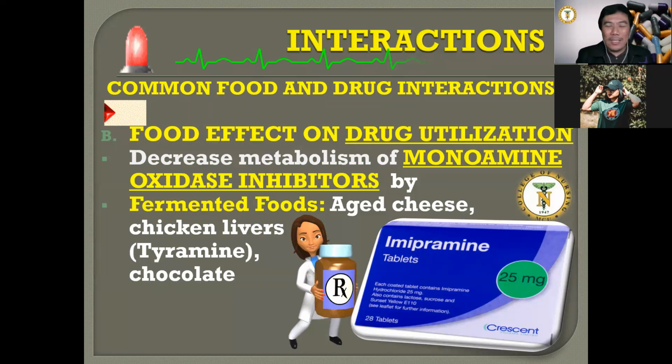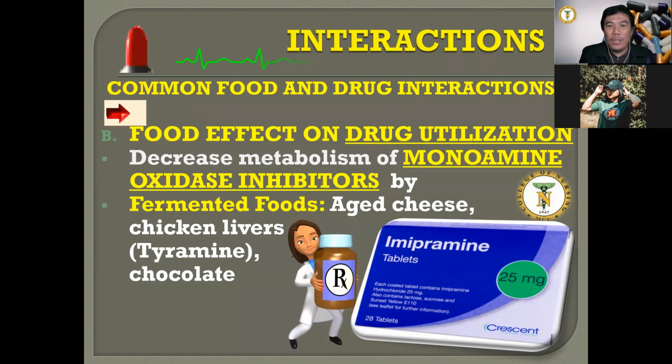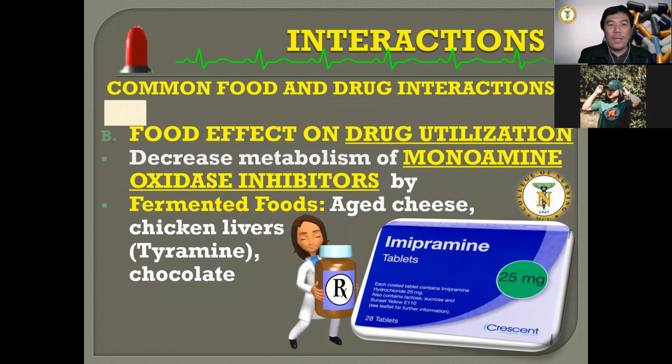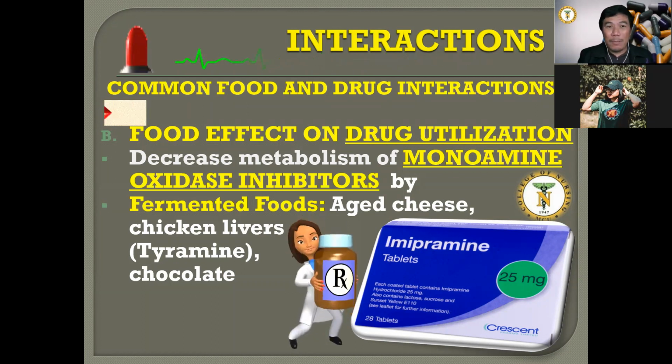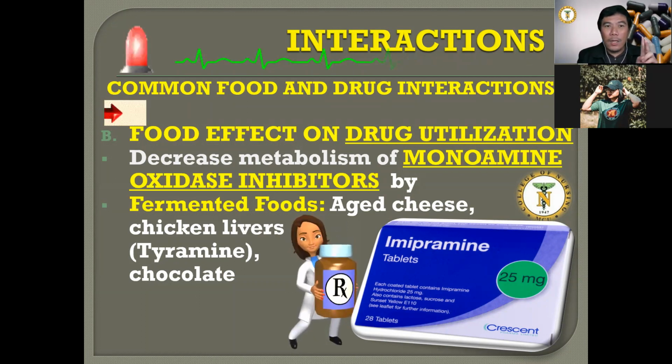Okay, now let us continue. When it comes to, as what I have mentioned, the monoamine oxidase inhibitors, this must not be mixed with aged cheese, chicken livers, because of the content of tyramine, because the tyramine is the one that will decrease the metabolism of the drug.